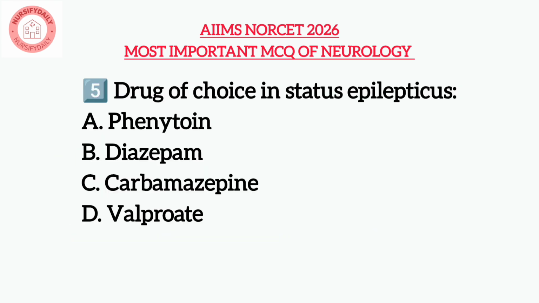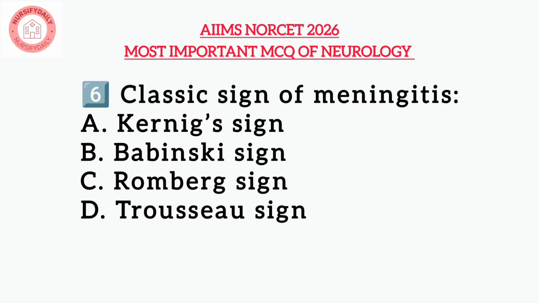Drug of choice in status epilepticus: A. Phenytoin, B. Diazepam, C. Carbamazepine, D. Valproate. Classic sign of meningitis: A. Kernig's sign, B. Babinski sign, C. Romberg sign, D. Trousseau sign.